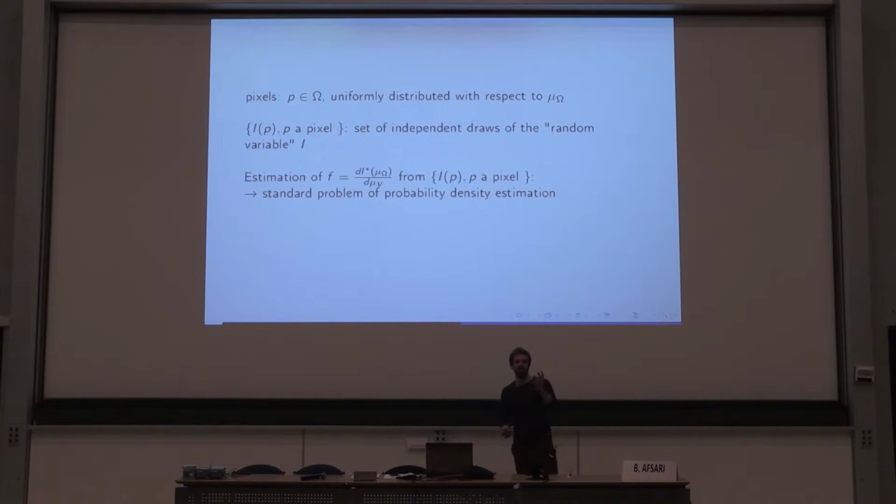So now the image I is known on a finite set of pixels, and usually the pixels are uniformly distributed on the support omega, and uniformly means with respect to the measure mu omega. And it means that we can consider the set of I of P, P being a pixel, as a set of independent draws of a random variable, and then continue as if it was a problem of probability density estimation.